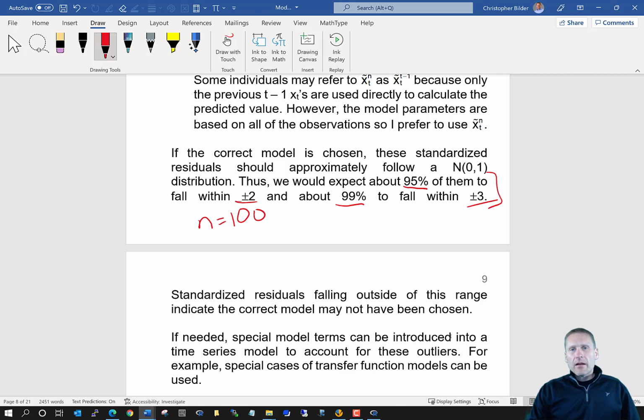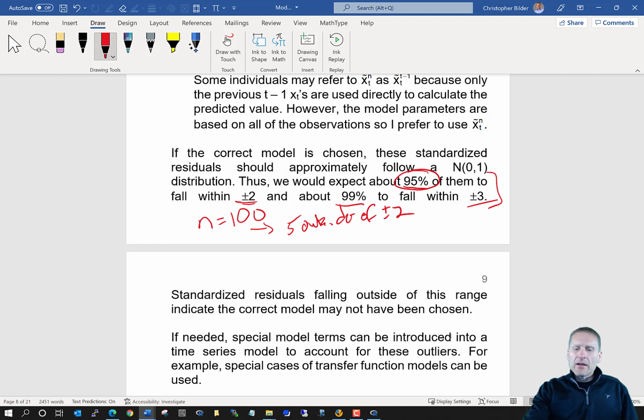And let's say all the residuals are essentially standard normal. Now, 95% of them should fall within plus or minus 2. So that means about 5% of them should fall outside of plus or minus 2, which means that we would expect on average about 5 that would be outside of plus or minus 2. And as long as they're not too far outside, hey, that's okay.